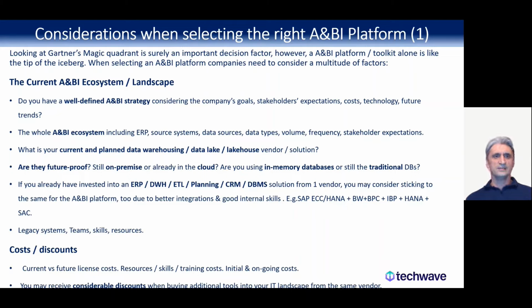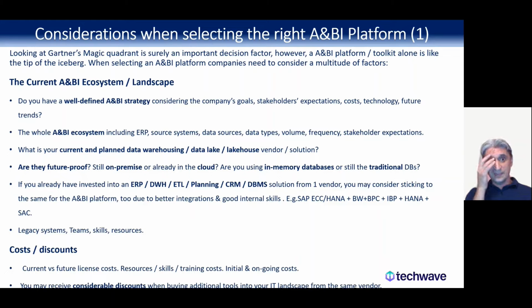So obviously looking at Gartner's Magic Quadrant is surely an important decision factor. However, this is not the only one. When you select an A&BI platform, you need to consider a multitude of factors, since the A&BI platform itself is, to us, just the tip of the iceberg. So you need to take into consideration the current A&BI ecosystem, the whole landscape.